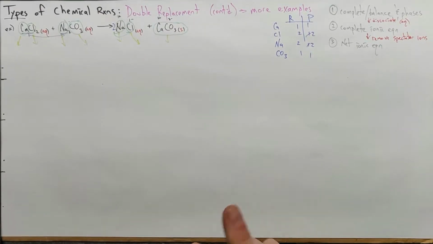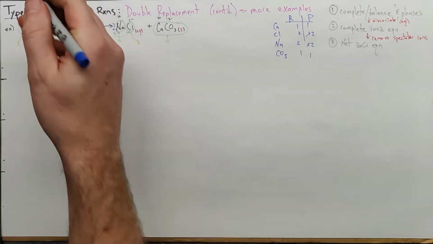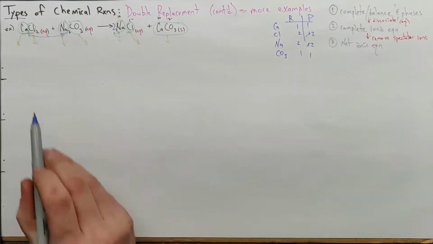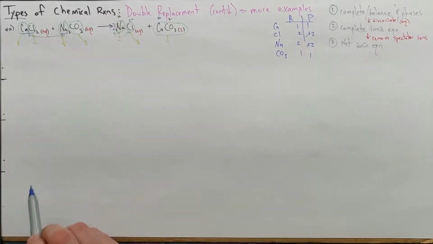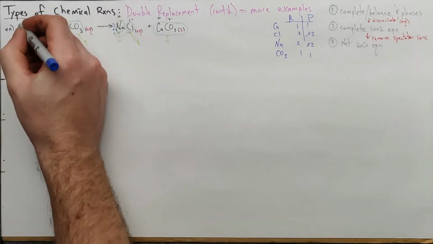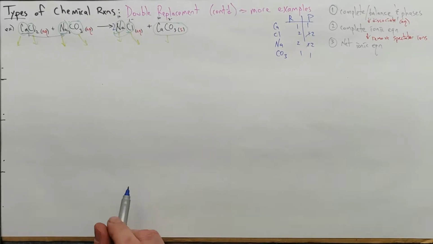Key things to watch for. You got to have your charges, you got to have your phases. And I'll say that again. You must have your charges and you must have your phases when you split these things apart. Okay? And if you're saying, well, why? The answer is this is calcium ions and chloride ions forming an ionic compound. So when we break things apart, we have to represent them as ions.